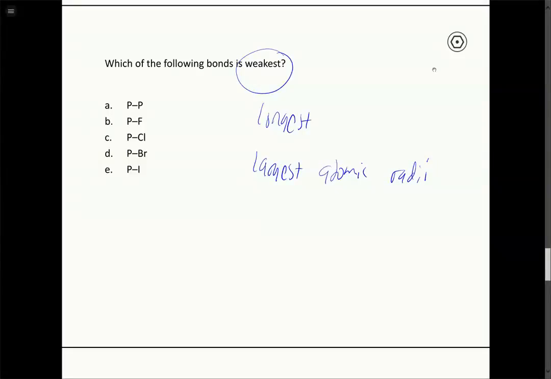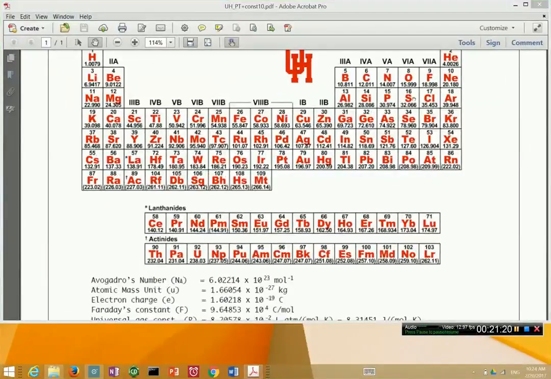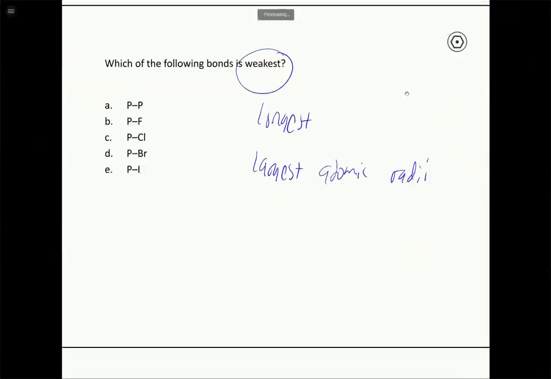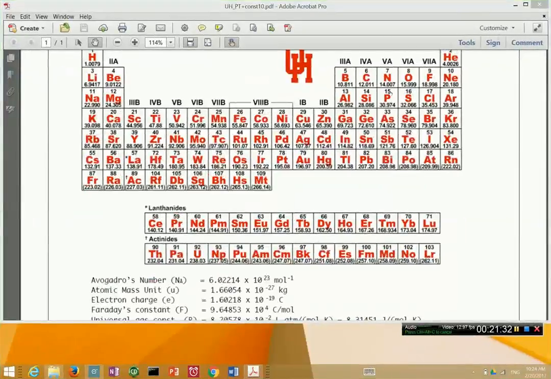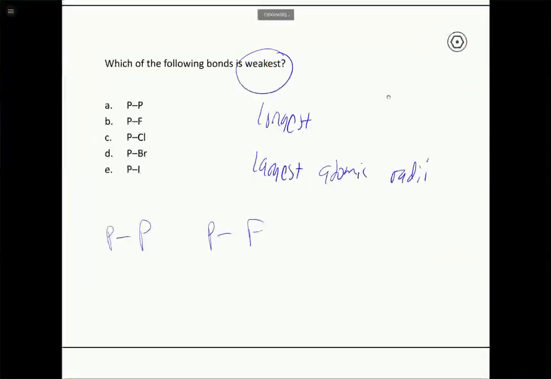Phosphorus is in the same row as chlorine. Let's do two comparisons at a time. This one's a little bit difficult. We're looking for the longest bond. So P-P versus P-F. Phosphorus is here, number 15. F is here, number 9. So phosphorus is larger than fluorine. Anytime you go down a row in the periodic table, you'd expect it to be larger, and it's also to the left. So phosphorus is larger than fluorine, so the phosphorus bond will be longer and weaker.